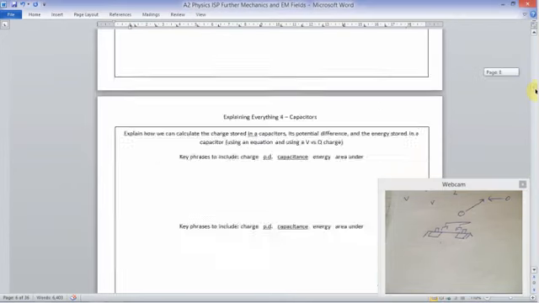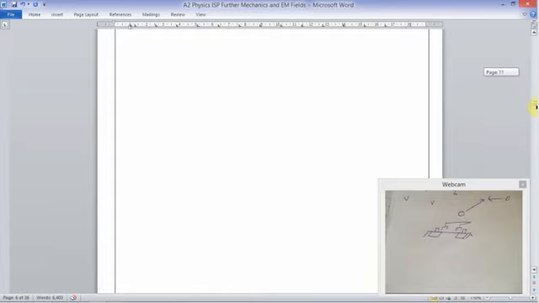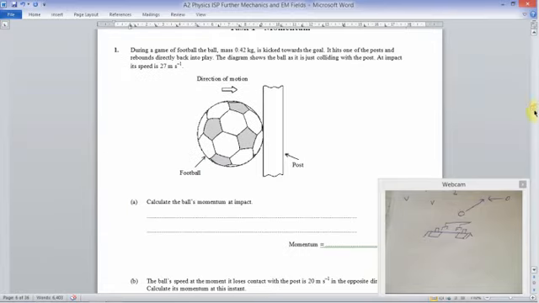Now let's move on to some questions. Right, so we've got a football that's been kicked against a post during a football game. We've got the mass of the football on there, and it rebounds directly back into play. So it doesn't go off at an angle, it rebounds back into play. The diagram shows the ball colliding with the post.